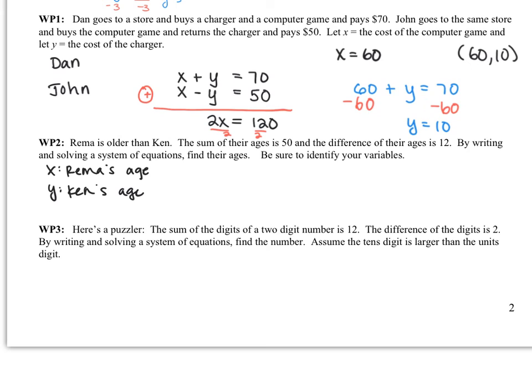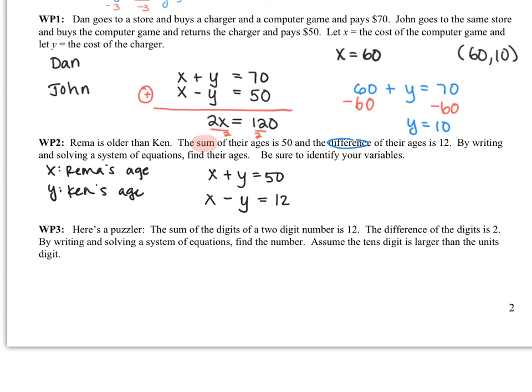And so it tells me that the sum of their ages, and sum means to add, is 50. So if I add x plus y, I'm going to get 50. It also tells me that the difference of their ages is 12. Now difference means to subtract. Here's an important fact. I'm getting a positive 12 as my answer. And so that means that when I subtract, I have to make sure I do the bigger number minus the smaller number in order to get a positive answer. And since they told me that Rima is older than Ken, that means the bigger number would be x. So I'm going to do x minus y equals 12.